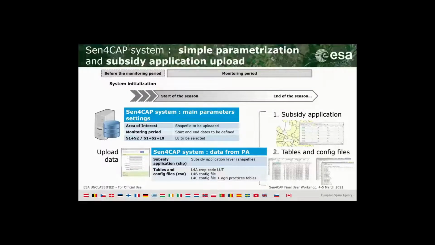So the first thing that you have to do when the system is installed is to create a site. So you have to define an area of interest by uploading a shapefile with the extent of your site. You have to define a monitoring period, so the period that you want to monitor, and you have to choose if you want to use only Sentinel data or Sentinel data and Landsat 8. And once you have done that and you enable your site and your monitoring period, the system will automatically ingest the low-level products and begin the pre-processing.